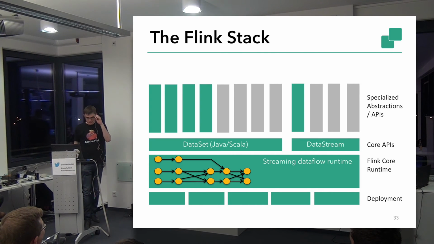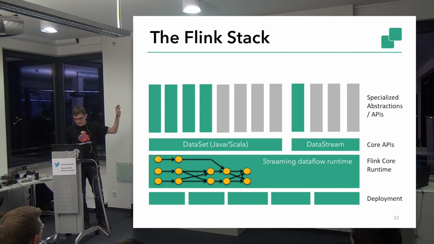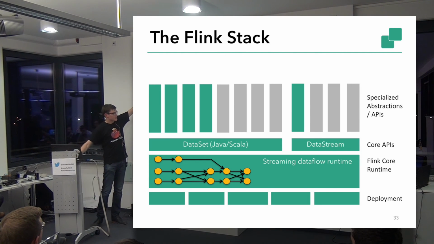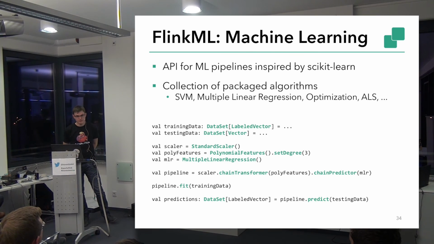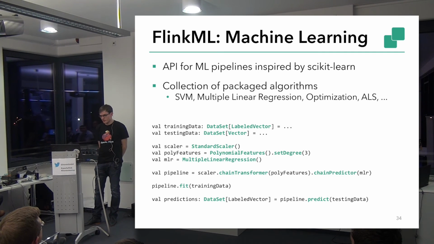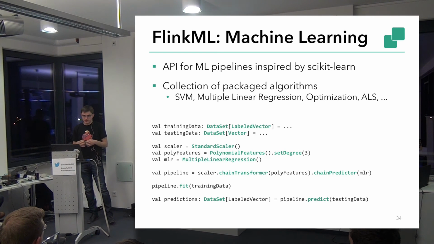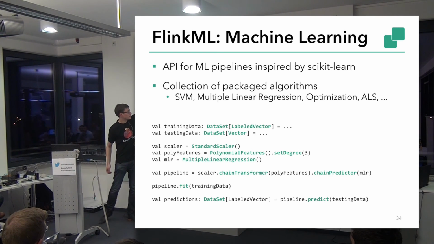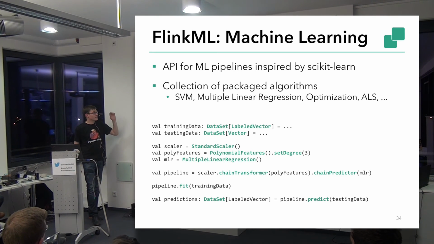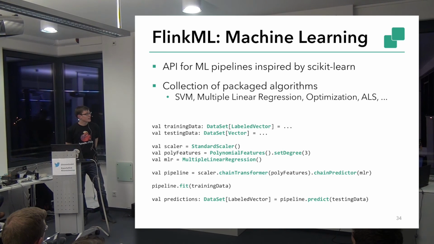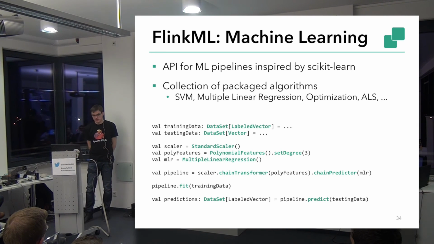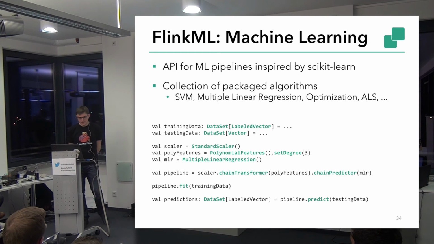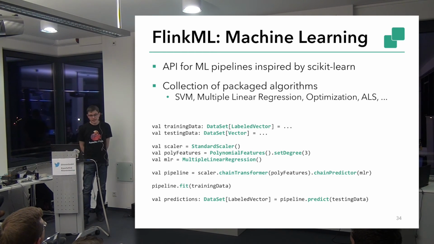So for the stack, we now have added the APIs. The next thing is these specialized abstractions on top. And one of those is Flink ML, the machine learning library. It's currently only for the batch API. So you can mix and match the batch API, the graph API, and the machine learning APIs, because they are all built on the data set abstractions. And you can build nice machine learning pipelines, which is something inspired by scikit-learn, a very popular machine learning library in Python. And we've added a bunch of algorithms that we ship as part of the machine learning library.